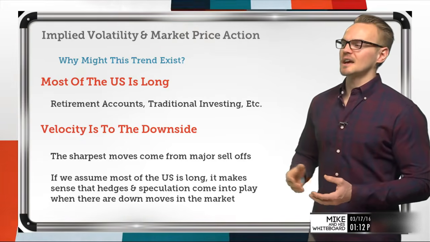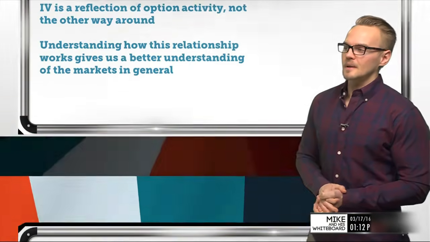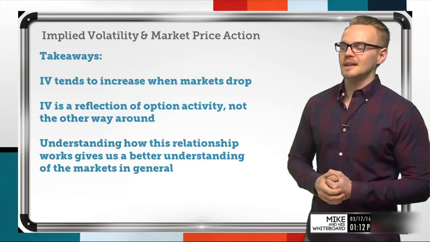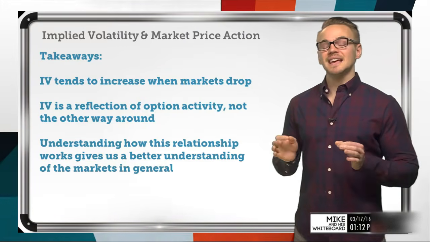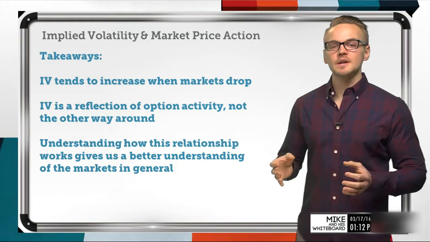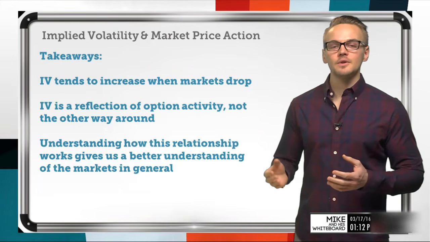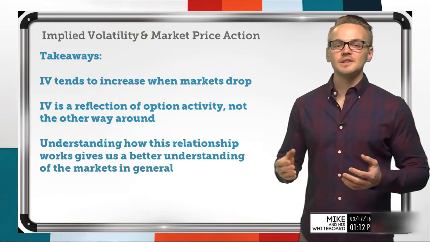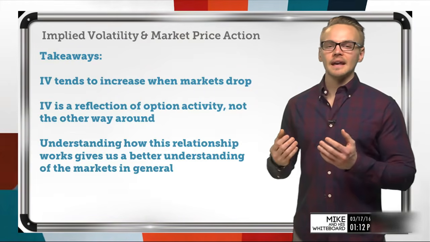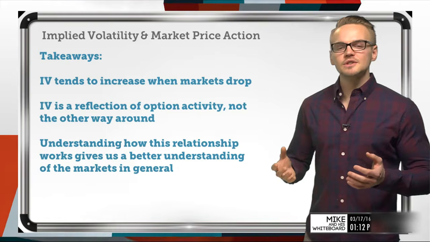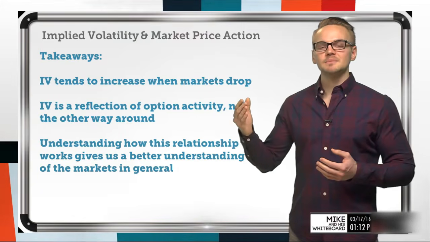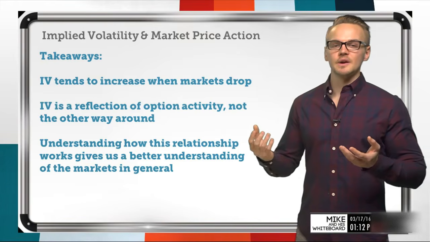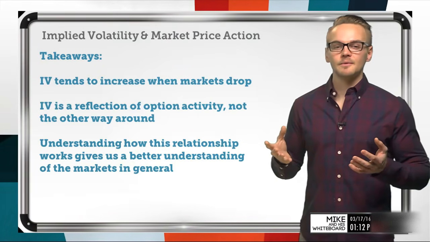So let's wrap all this together with some takeaways for you. The very first takeaway is that IV tends to increase when the markets drop. I say it tends to increase because there are situations where you might look at your portfolio or your watch list, if you've got, let's say, ES and the VIX or any other underlying and its volatility instrument, there are situations where you'll see the S&Ps go up and volatility will also be going up. So that's a pretty rare situation, but it does happen from time to time.